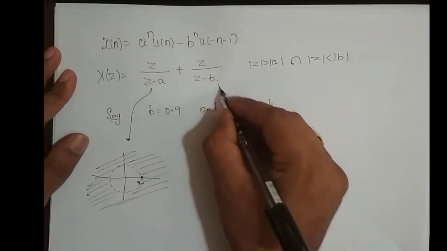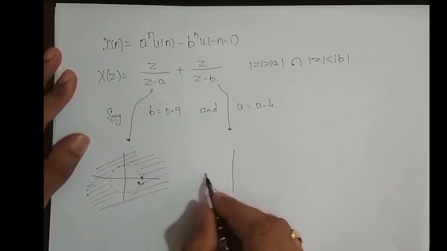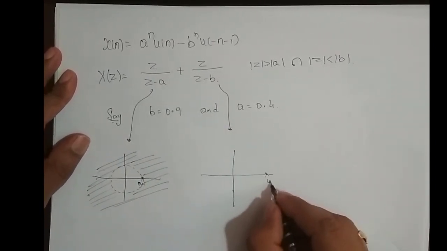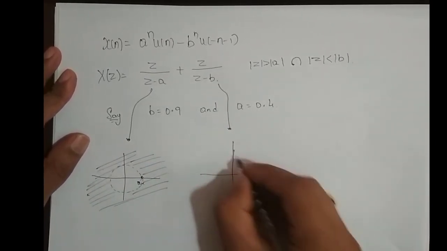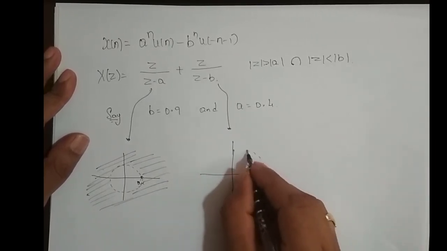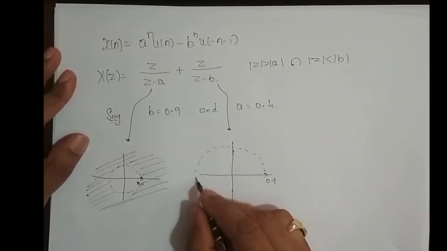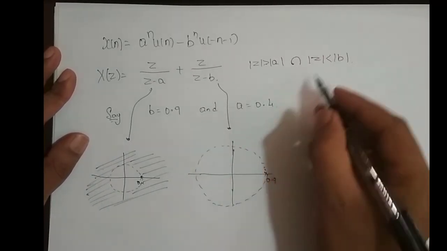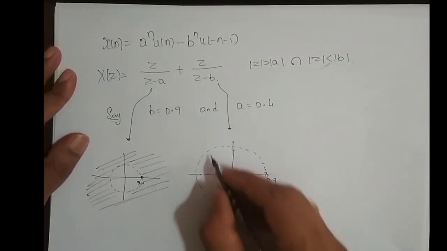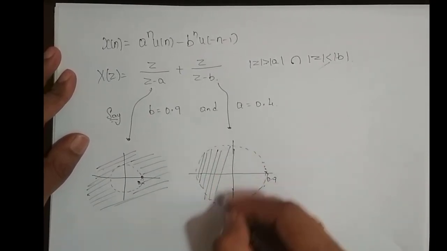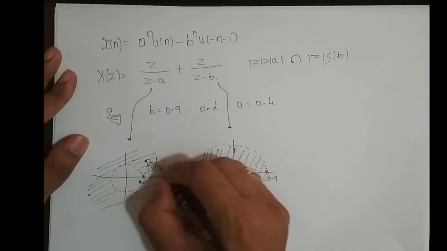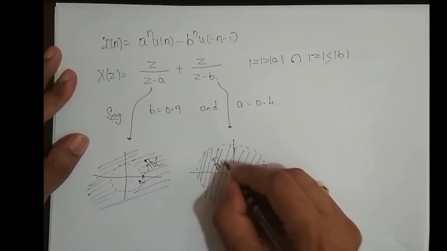And this is for the second sequence, the left sided sequence, and what is its radius? 0.9. It has a circle with radius 0.9, and the magnitude of z is less than b, less than 0.9. So the ROC is outside in the first case, and the ROC is inside in this case.